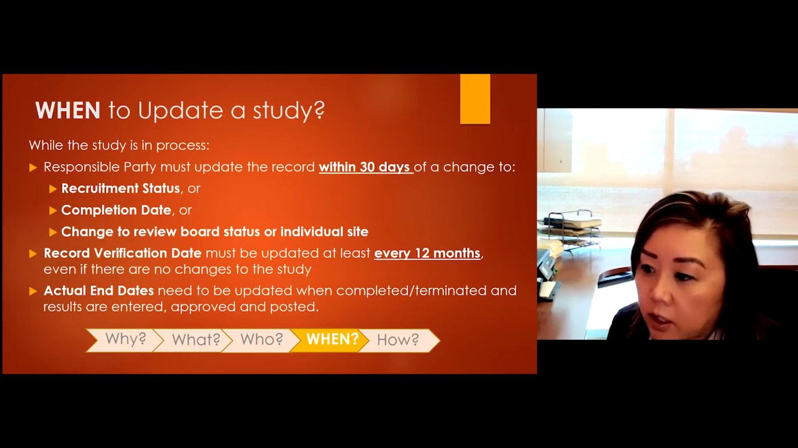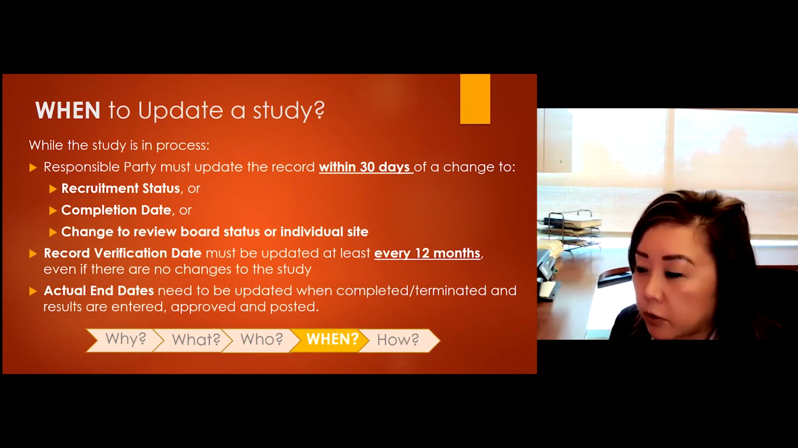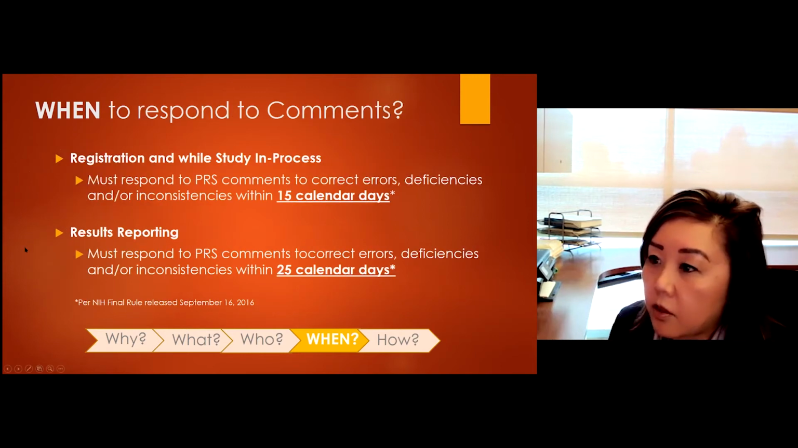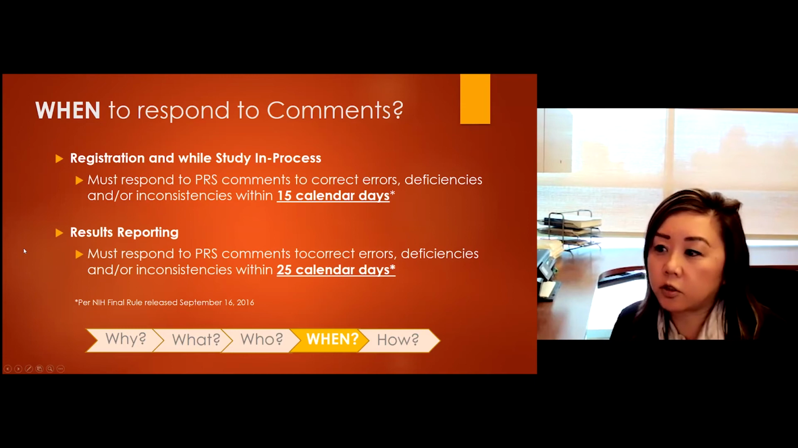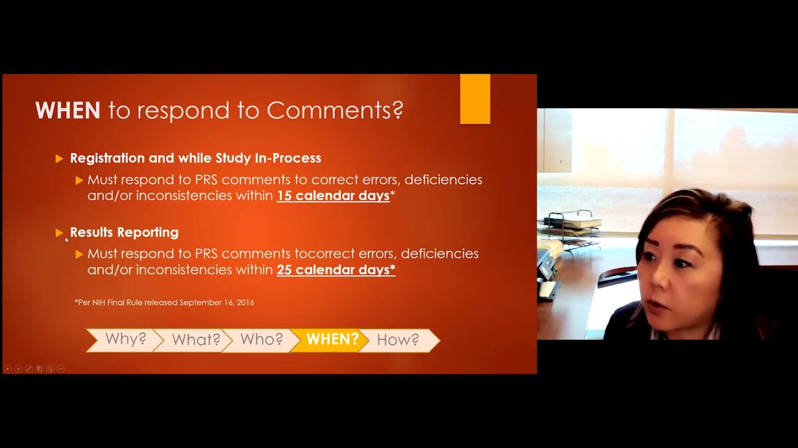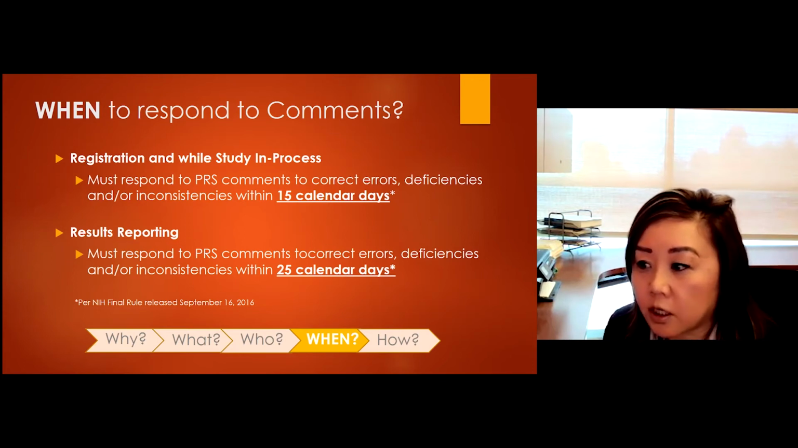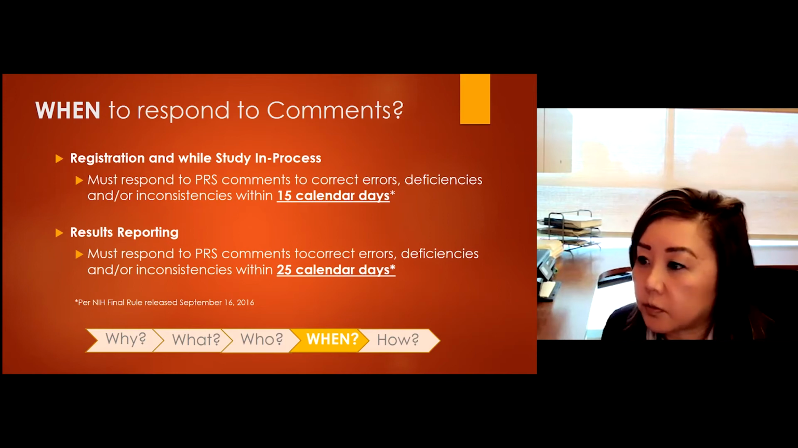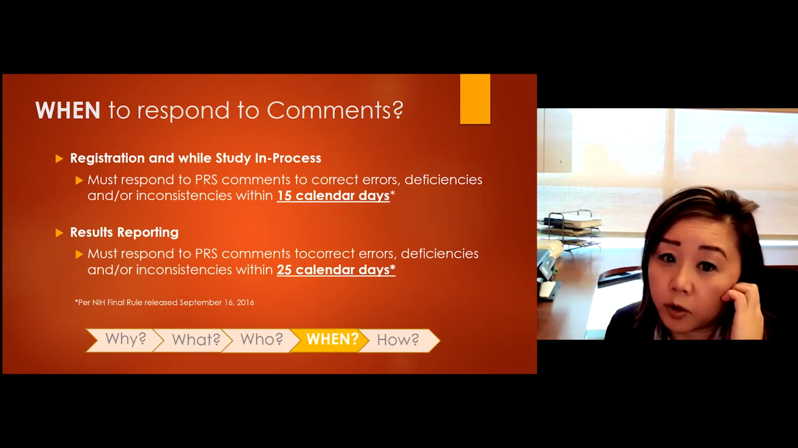And then also the actual end dates need to be updated when it's completed, terminated, or the results are entered, approved, and posted. And then when to respond to comments, registration, and while the study is in process, you'll need to respond to PRS comments to correct errors and deficiencies and/or inconsistencies within 15 calendar days. And then during the results reporting process, you'll need to respond to the PRS comments within 25 calendar days. So that's a rule that they'll actually put a deadline.